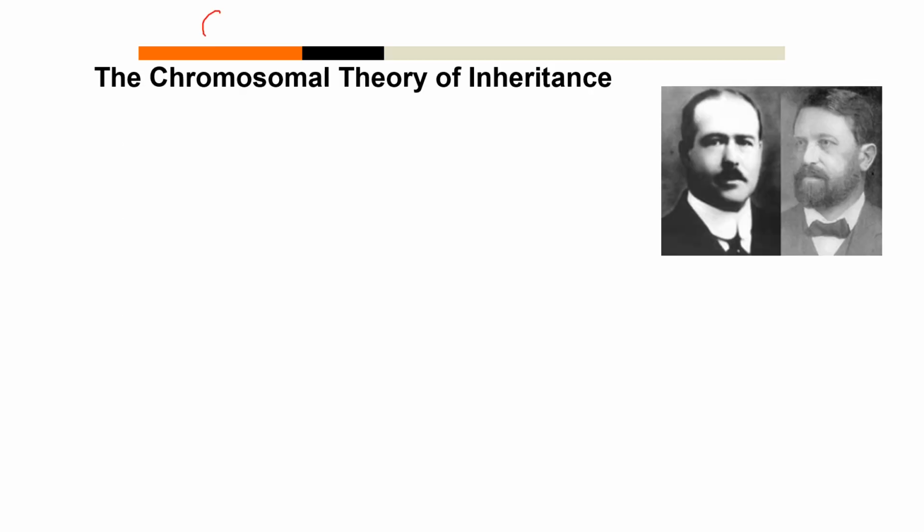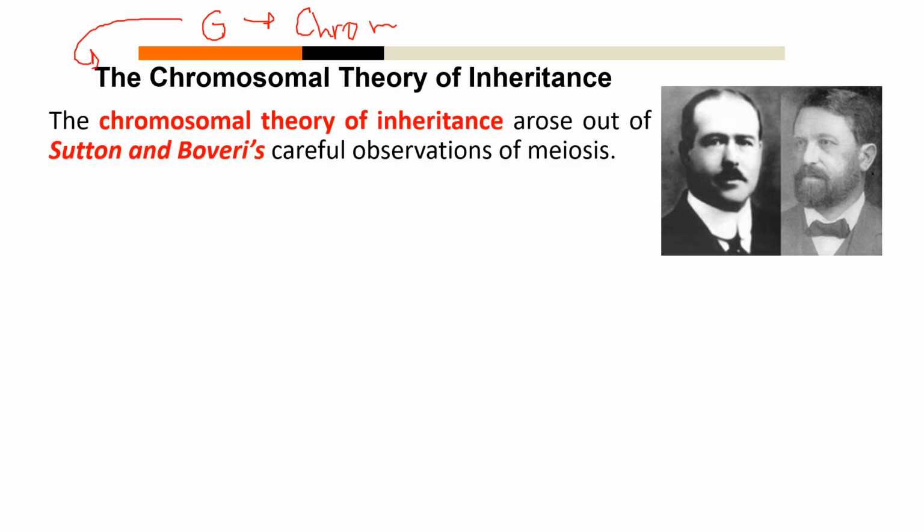So one of the key components to try to understand how genes were located on chromosomes is this finding, the chromosomal theory of inheritance. And as I said before, it was proposed by Sutton and Boveri. And how did they do it? Because independently, they carefully observed the process called meiosis, and we will talk about that in a second, and I will show you a video of that.